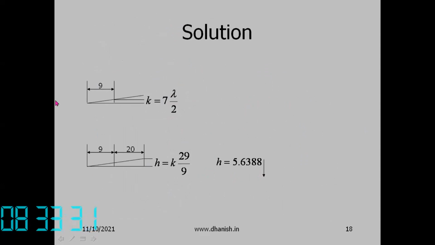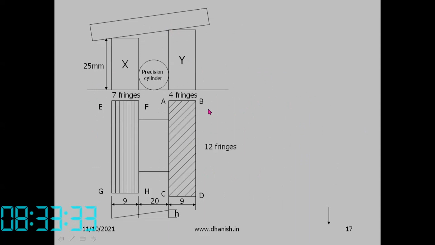Okay, so based on these distances, we have these dimensions given. The width of this gauge block is 9 mm. The cylinder is 20 mm. Width of Y is 9 mm. So we have 7 fringes over this. So what is the height? Okay, 7 fringes over this. So this gap will be 7 lambda by 2. So we can get this distance.